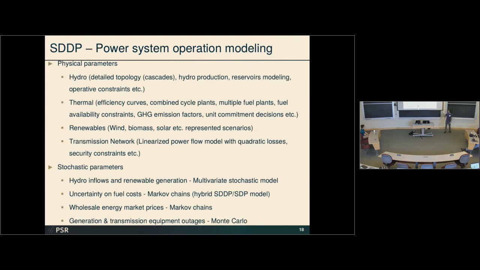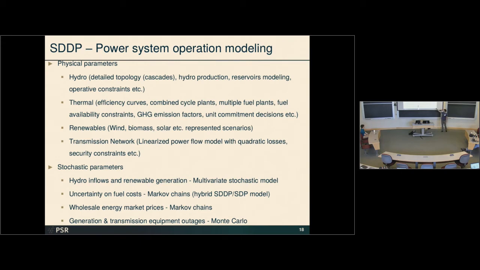Okay, just a little information on power system operation modeling. This is just a big slide with a lot of words, just saying that modeling power systems takes a lot of details. You have a lot of physical parameters for hydro plants, thermal plants, renewables, and the transmission network. You have a lot of details you have to consider. And adding all those details in a mathematical program in some low-level language is a pain. So doing that in higher-level languages with algebraic modeling is much better.